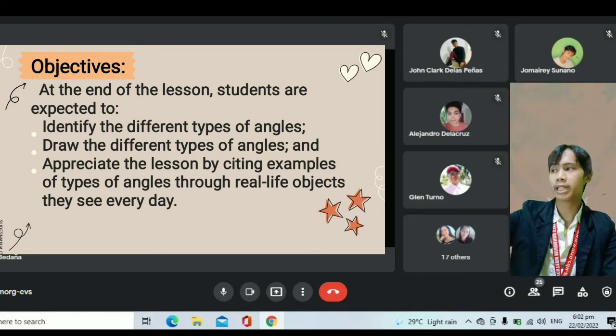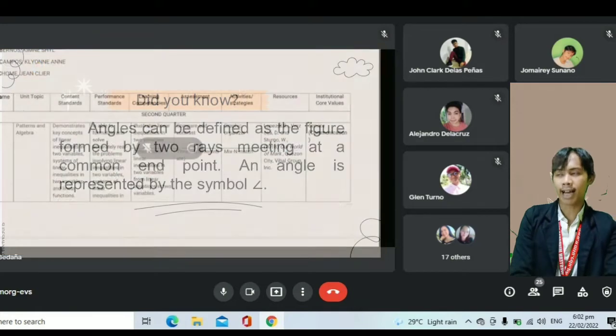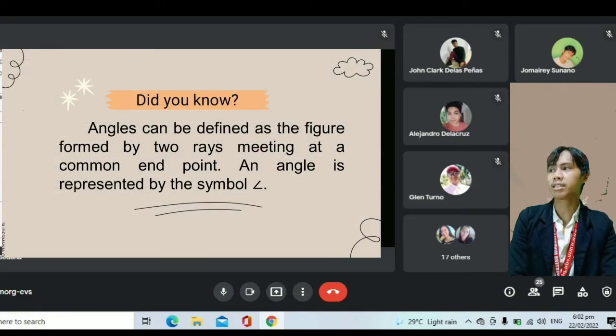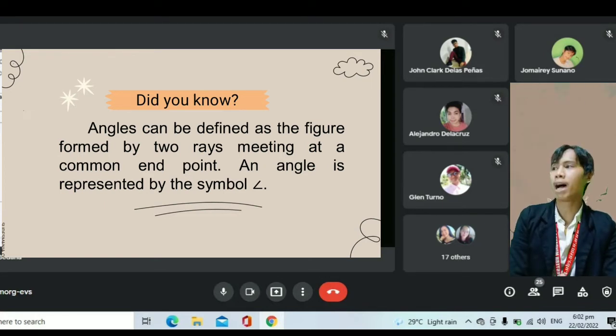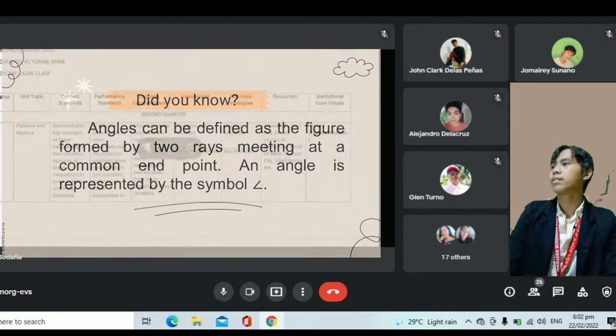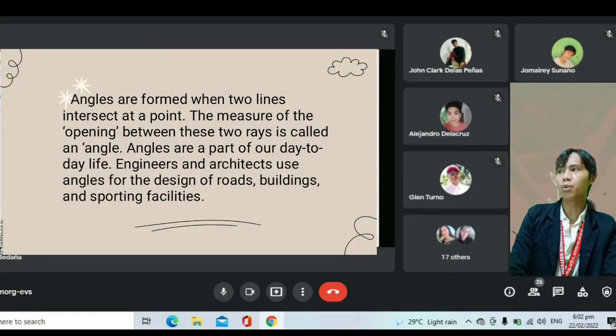Now, let's proceed to our discussion, which is the types of angles. Did you know that an angle can be defined as the figure formed by two rays meeting at a common endpoint, and an angle is represented by this symbol? So that is the symbol for the angle. Next, angles are formed when two lines intersect at a point. The measure of the opening between these two rays is called an angle.